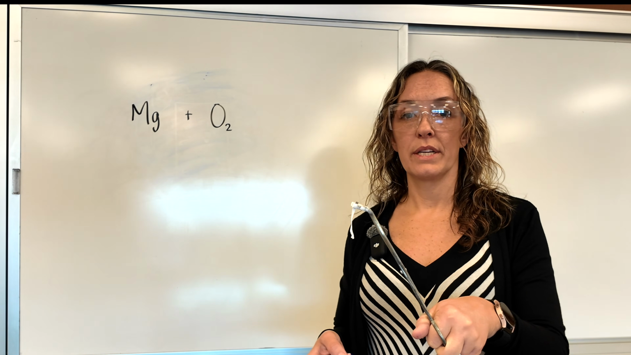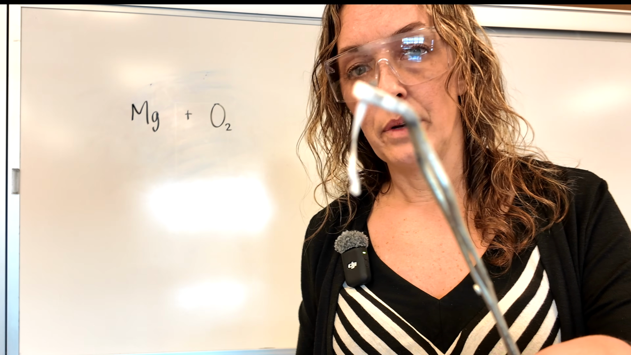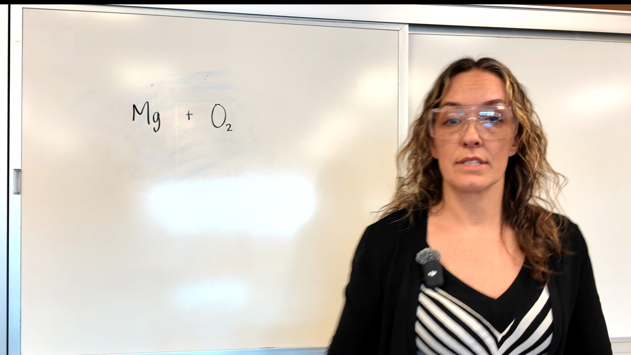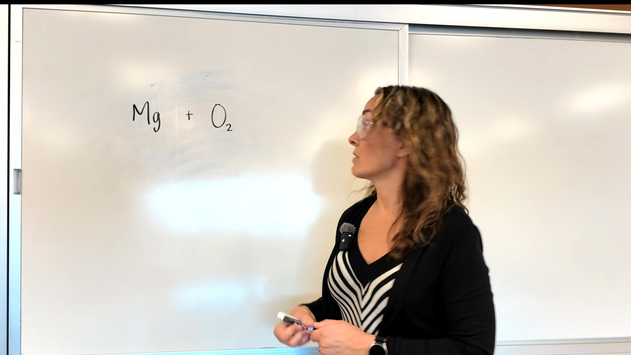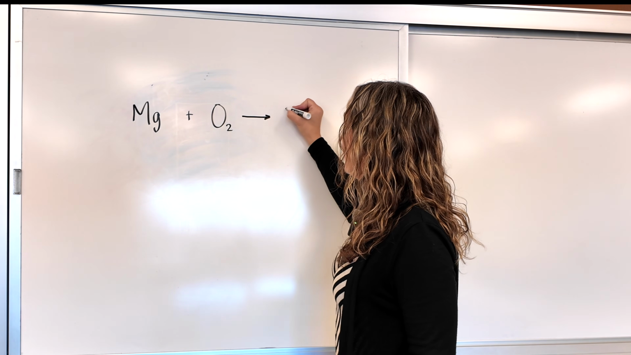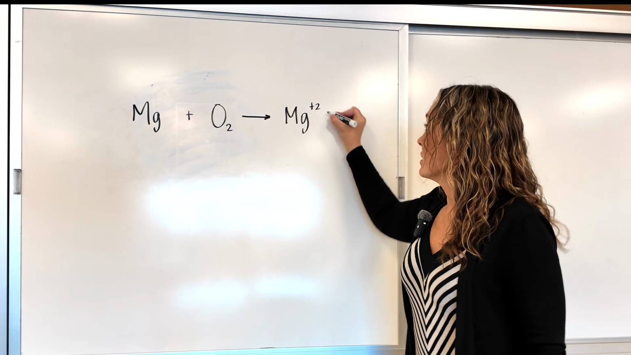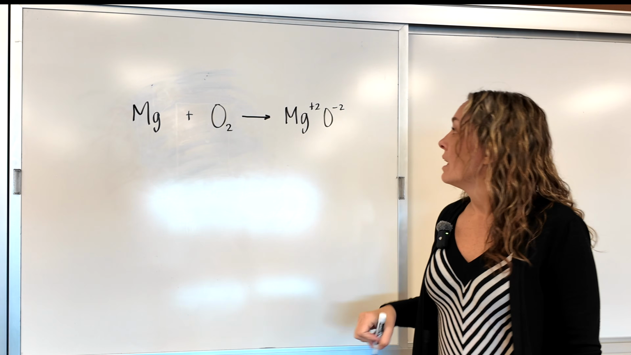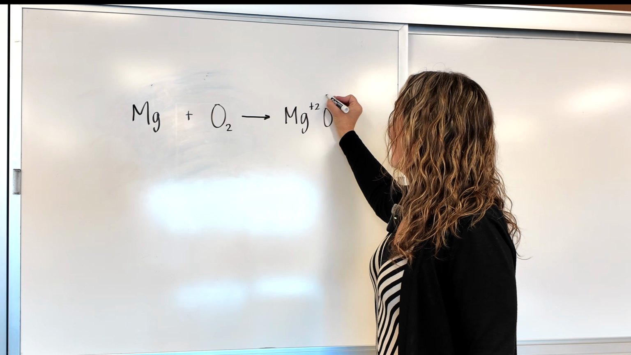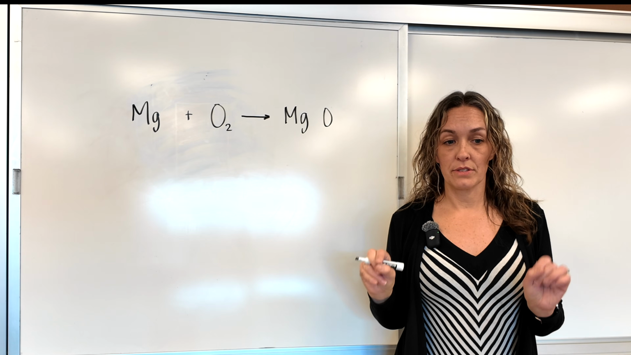The question is, what is that new substance we made? We started with a metal, and now we have a brittle white solid. In order to figure out what that brittle white solid is, we have to consider first stability. How can magnesium and oxygen be happy together? So magnesium, I know, has a +2 charge. Oxygen has a -2 charge. That means that the only way that magnesium and oxygen can be happy together is if one magnesium is connected to one oxygen. Stability is first and foremost.